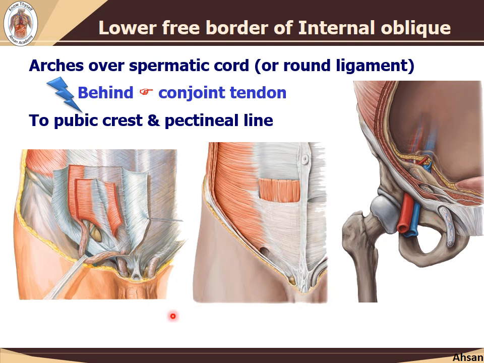You see, we have said earlier the superficial inguinal ring lies just above and medial to the pubic tubercle. So medial to the pubic tubercle is the pubic crest. So this muscle is attached to the pubic crest, pubic tubercle and pectinate line. So in total, the superficial inguinal ring is covered from the back by the conjoint tendon.